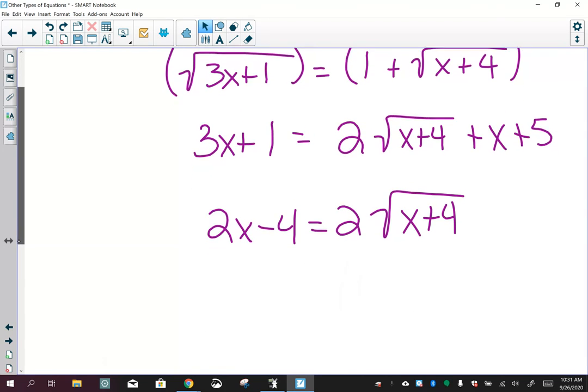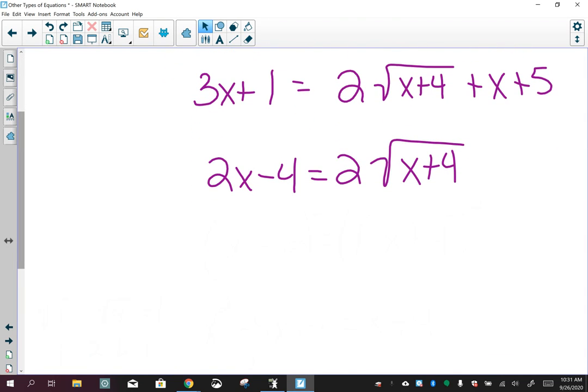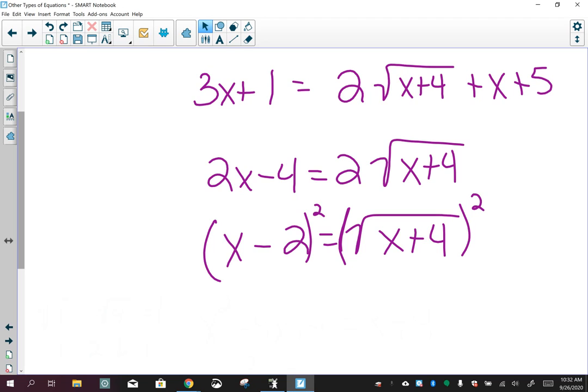Now I have a really pretty situation here. I have this 2 right here, and both of these over here are divisible by 2. So I'm going to go ahead and divide everything by 2 and just make my life a little bit easier. And then I'm going to square both sides. So when I do that, I'm dividing everything by 2, and I wind up with the x minus 2 and then the square root of x plus 4. And now I've got the problems that we worked on in the previous slides.